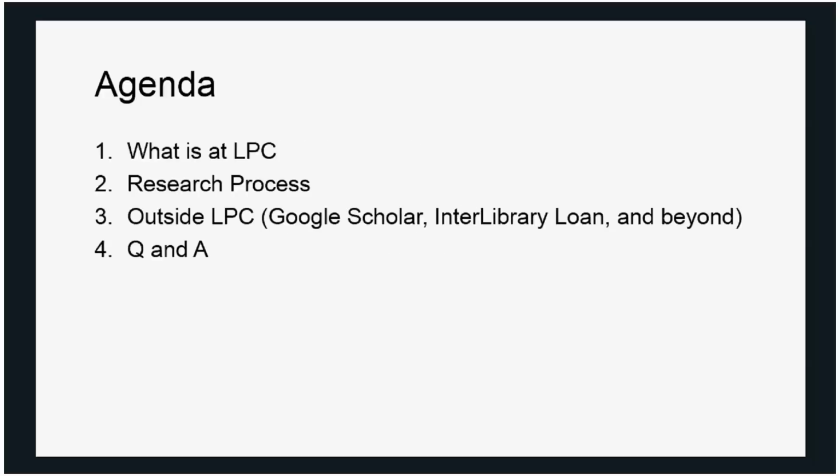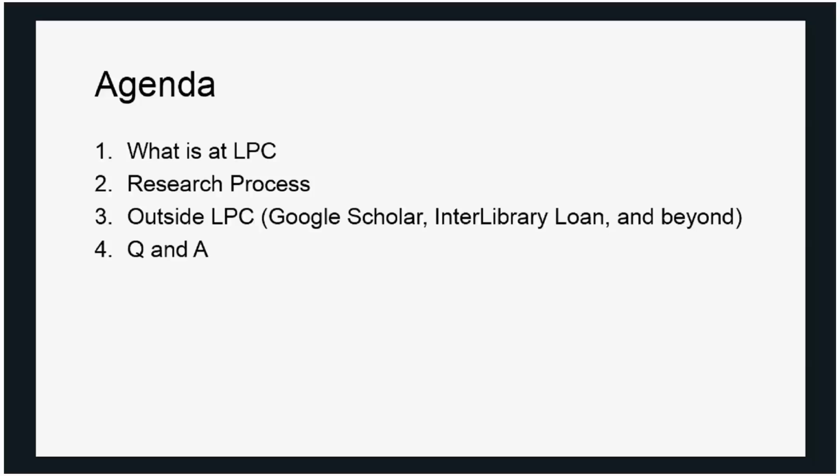This is our agenda, but we're going to look at what is available at LPC. Not only books, for those of you who live close by, and for those of you who are at a distance, also all of our journals. We'll talk about the research process. That's going to be the bulk of our conversation, kind of trying to get into what to do and how to do that sort of thing. I look at it as a three-step process. We'll talk about what's available outside of LPC, using things like Google Scholar, Interlibrary Loan, and even using libraries beyond LPC.